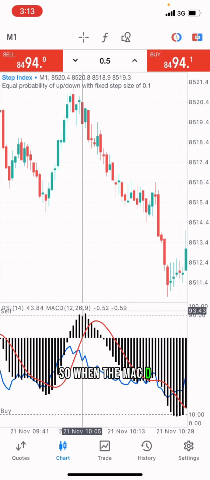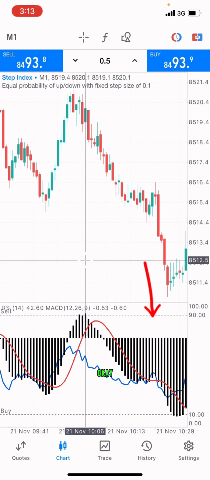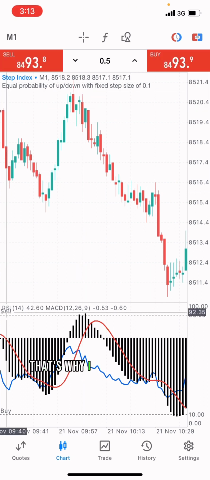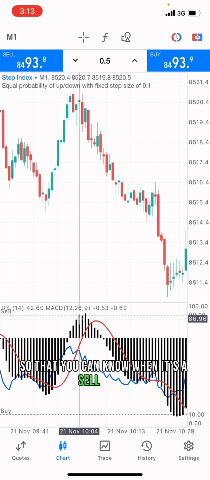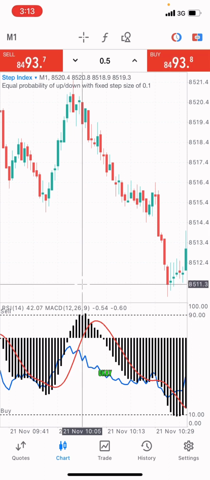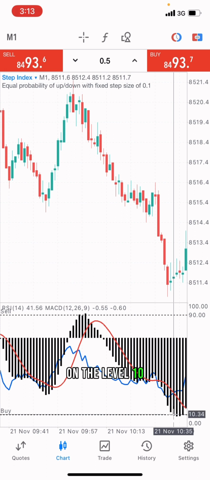Okay, so when the MACD touches or crosses this level of 90, you take a sell. On the step index you take a sell, so it's going to give a sell signal. That's why I added sell right here on the level of 90 so that you can know when is a sell entry. So when it gets to this level right here, you take a sell. Then when it gets to this level right here on level 10, you take a buy.